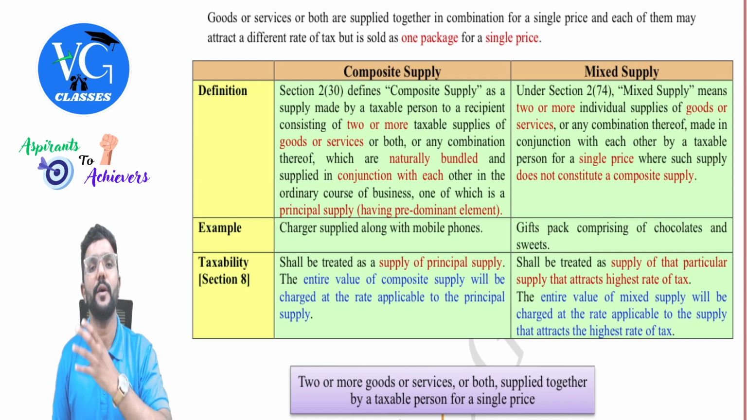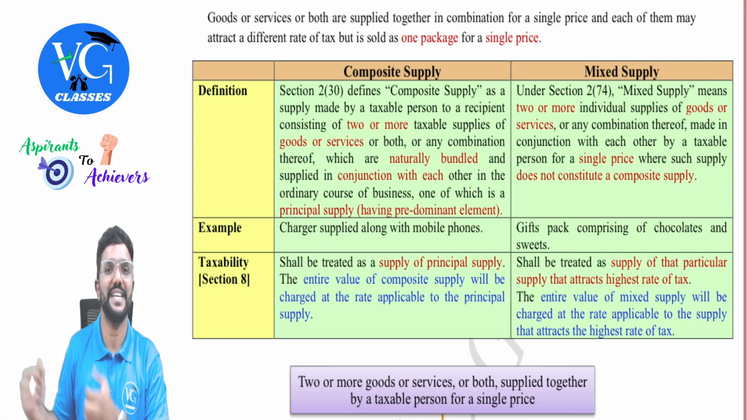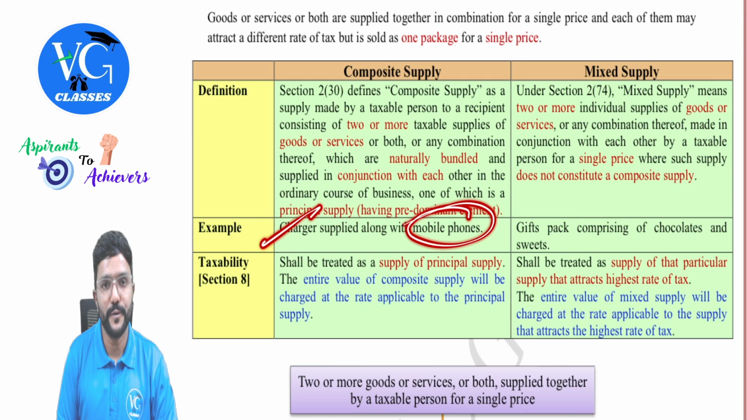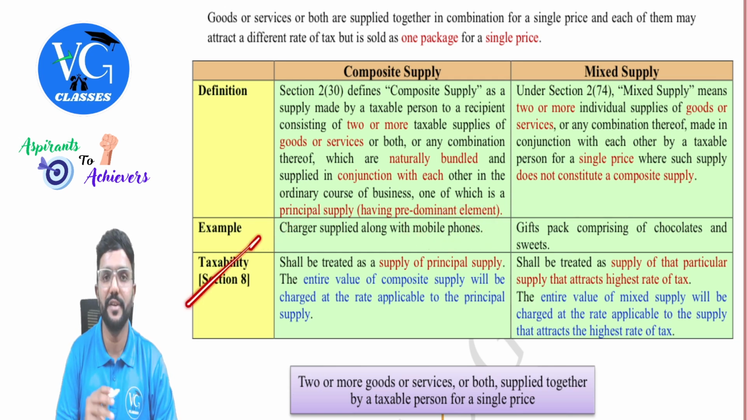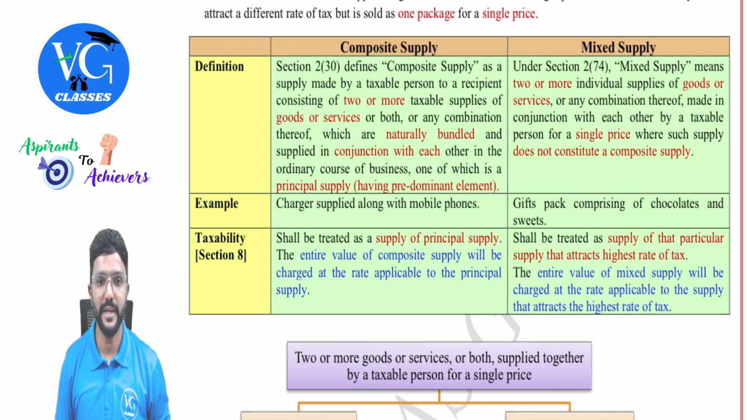Laptop supplied along with laptop bag. Laptop is the principal supply. Clear? Because of that only you are getting the other products, right? Yes. So charger supplied along with mobile phone. Here what is the principal supply, guys? Mobile phone.